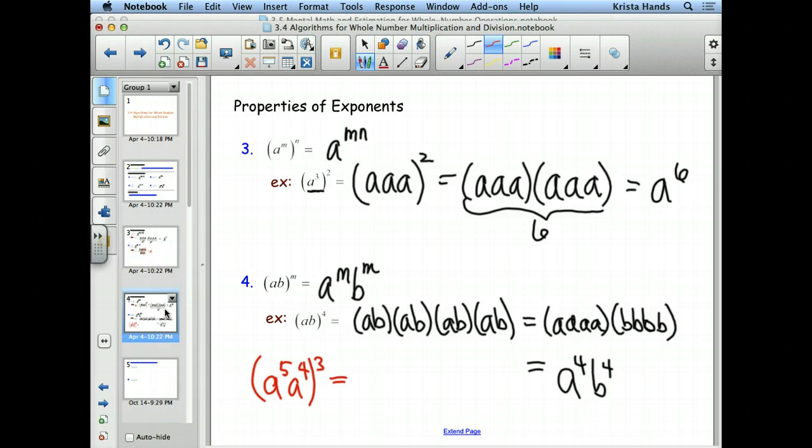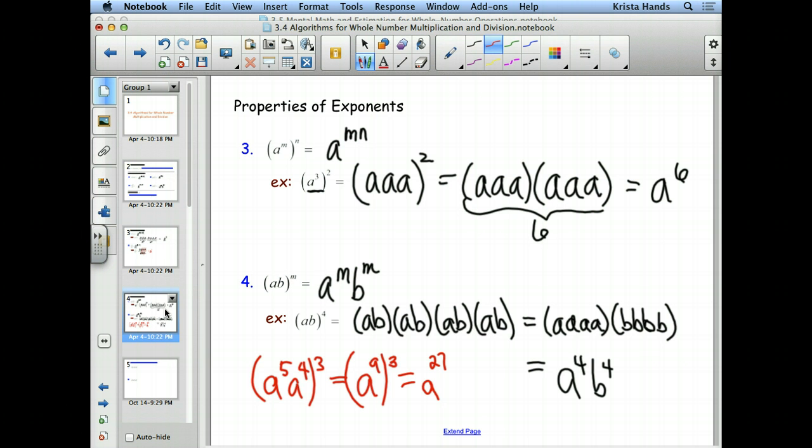Sorry. Okay, so we're going to start inside the parentheses, right? And we're going to combine this A to the 5th and this A to the 4th, and it gives me A to the 9th. And then what am I going to do? Multiply the exponents, which is rule number 3, or property number 3, which is going to give me A to the 27. So we don't need to write anything out multiple times.